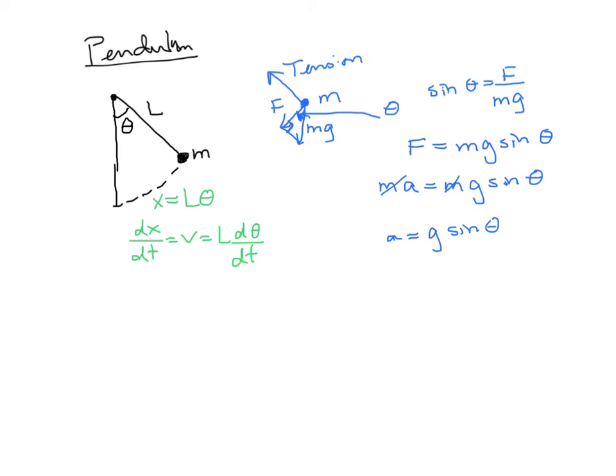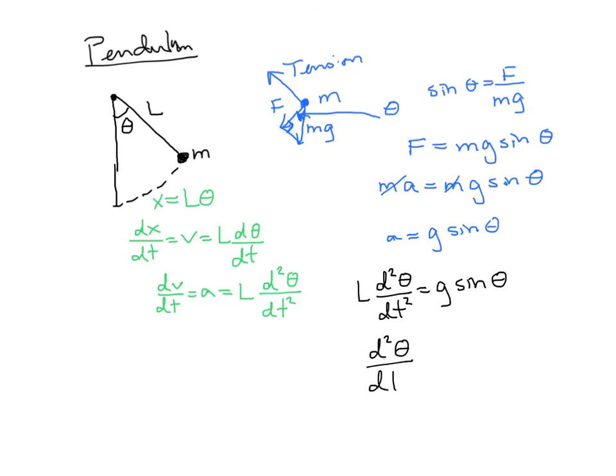Now I'm going to take another derivative here. So another derivative of velocity is acceleration. And so taking another derivative, L is constant, that would be now a second derivative of theta with respect to time. Now that is what I'm going to substitute in for acceleration into this other equation. So I'm going to substitute in that acceleration is L times the second derivative of theta with respect to time. That's equal to gravity times the sine of theta. Divide by L, so I get the second derivative of theta with respect to time is equal to gravity divided by the length times sine of theta.